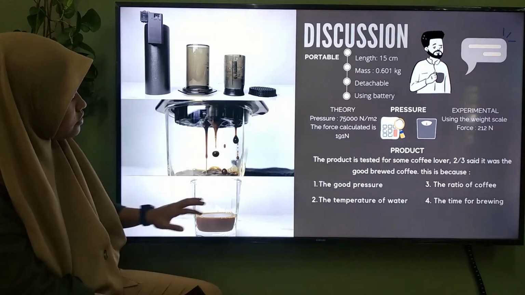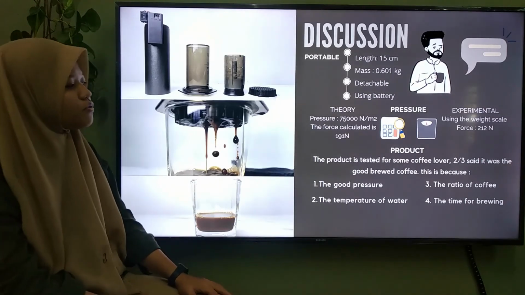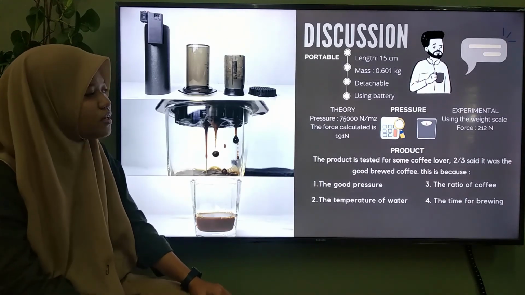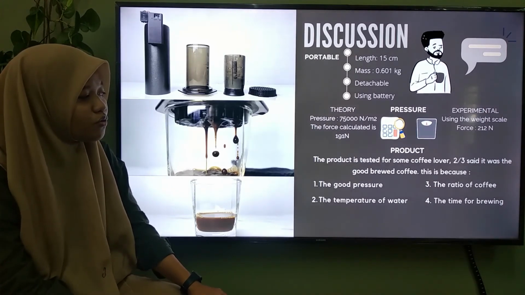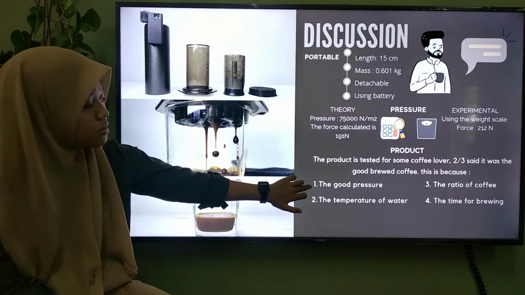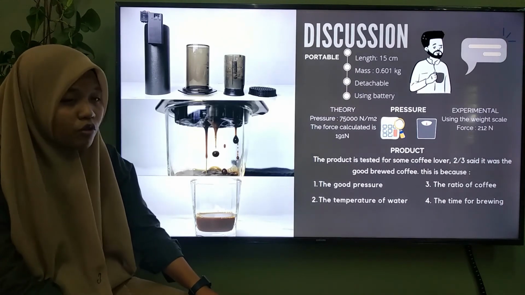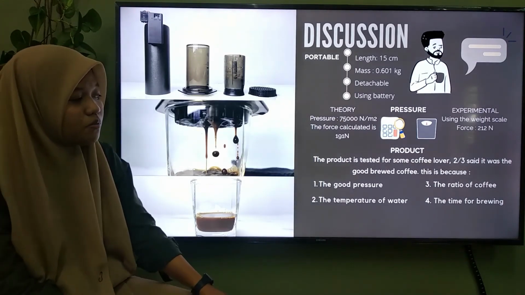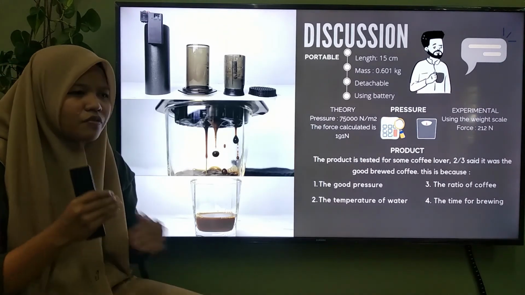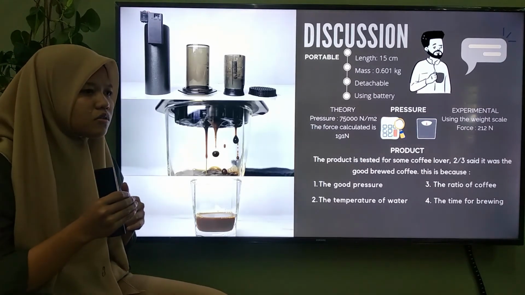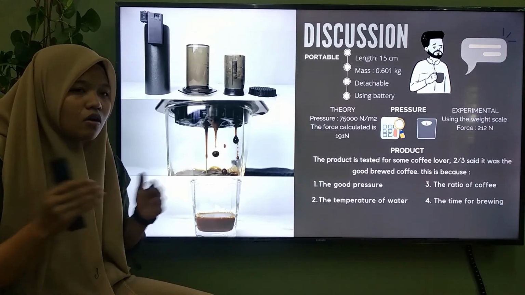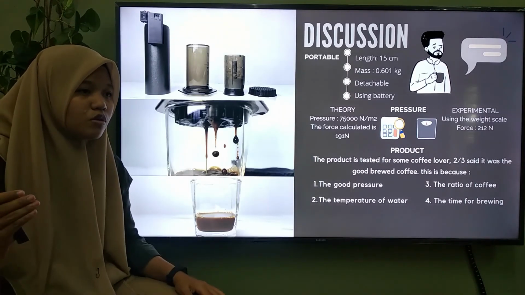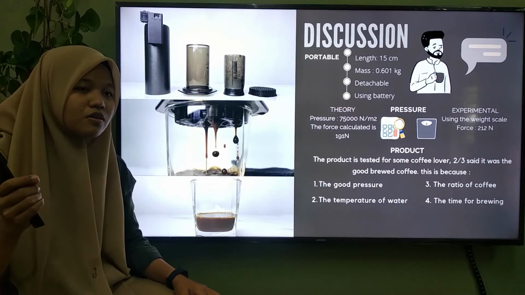So this is the product. The product was tested for some coffee level. Two-thirds said it was a good brewed coffee. This is because of the good pressure, of course the temperature of the water, the ratio of coffee, and the last one is the time for brewing. So the time is a factor. When the brewing time is long, the extraction will be affected, and the taste will be affected too.